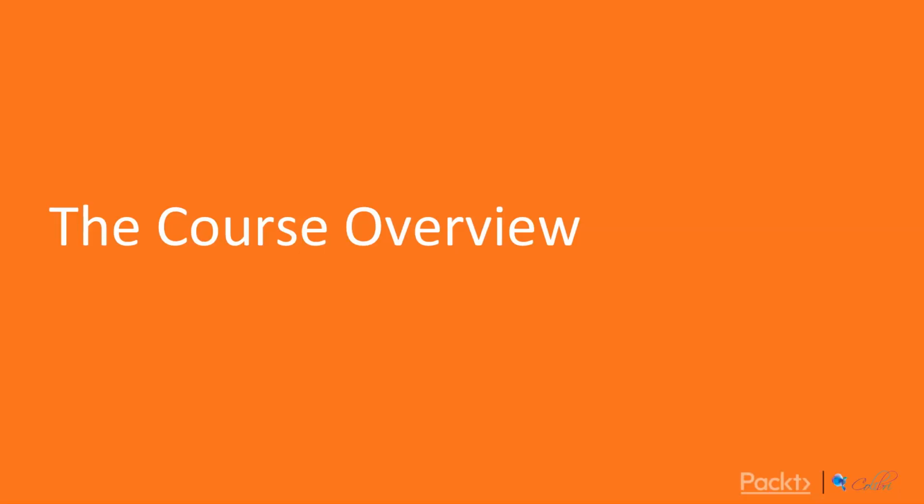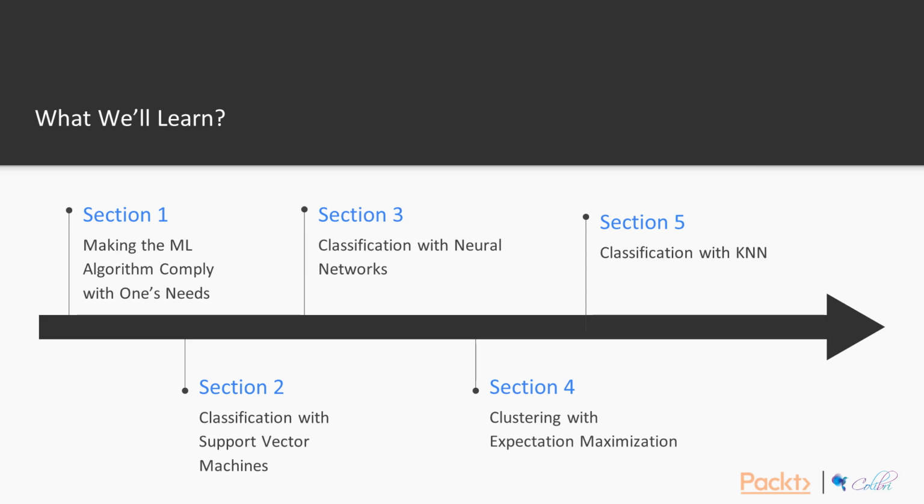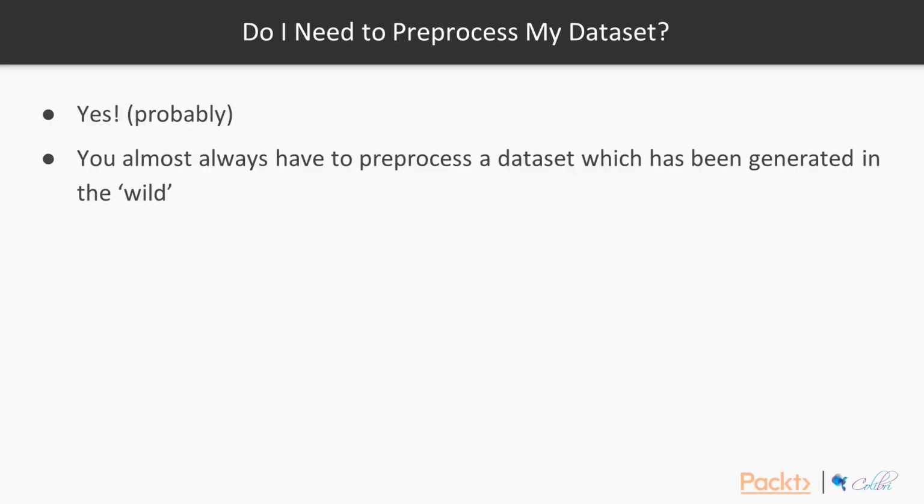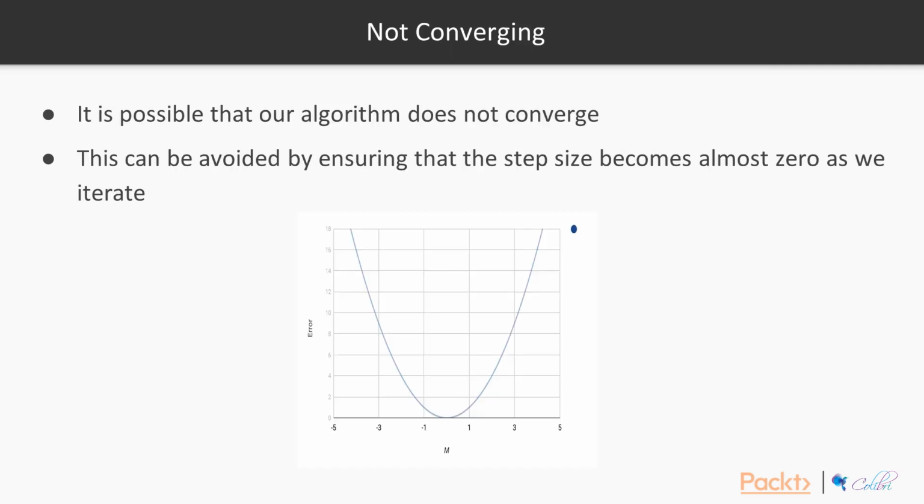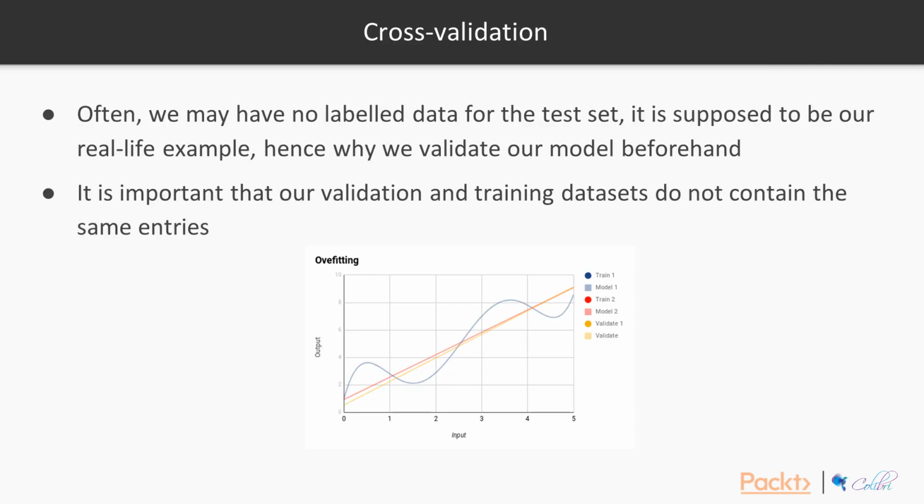So the course overview. Let's have a brief look. What we're going to learn is, firstly, the first section is going to be about making the algorithm comply with one's needs. So we're going to go through pre-processing, regularization, all the background foundation stuff you need to set up an algorithm for machine learning.